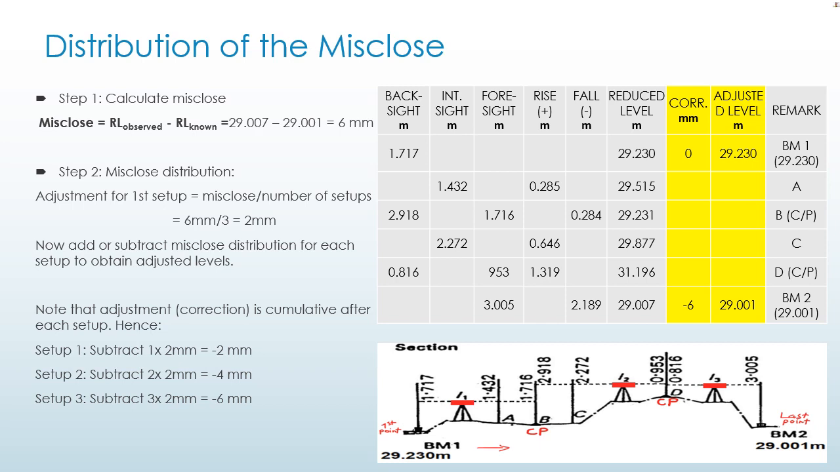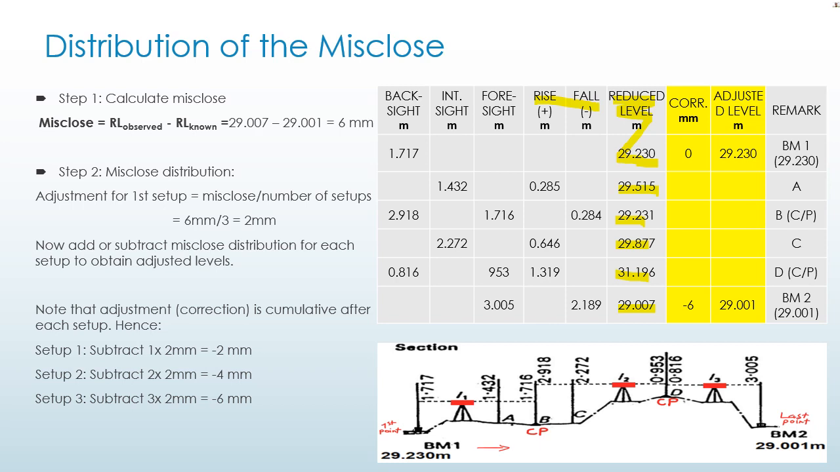Now we can see the example of the distribution of the misclose for the leveling run in the rise and fall method. Once we have the reduced levels of every point, we do the same thing as we did with the height of collimation method. There's no difference. So we can see it here.